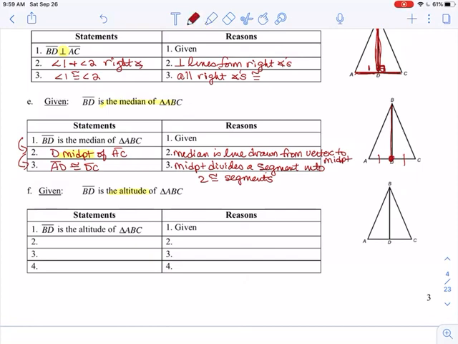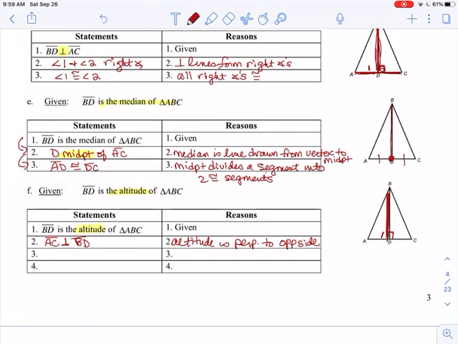And then with the last one, I have an altitude. If BD is the altitude, it's the height of the triangle. It's perpendicular. So the very first thing is the altitude. So statement 1 says that BD is the altitude, given. And altitude makes perpendicular lines. So I'm going to say which lines are perpendicular. AC is perpendicular to BD. Altitude is perpendicular to opposite side.